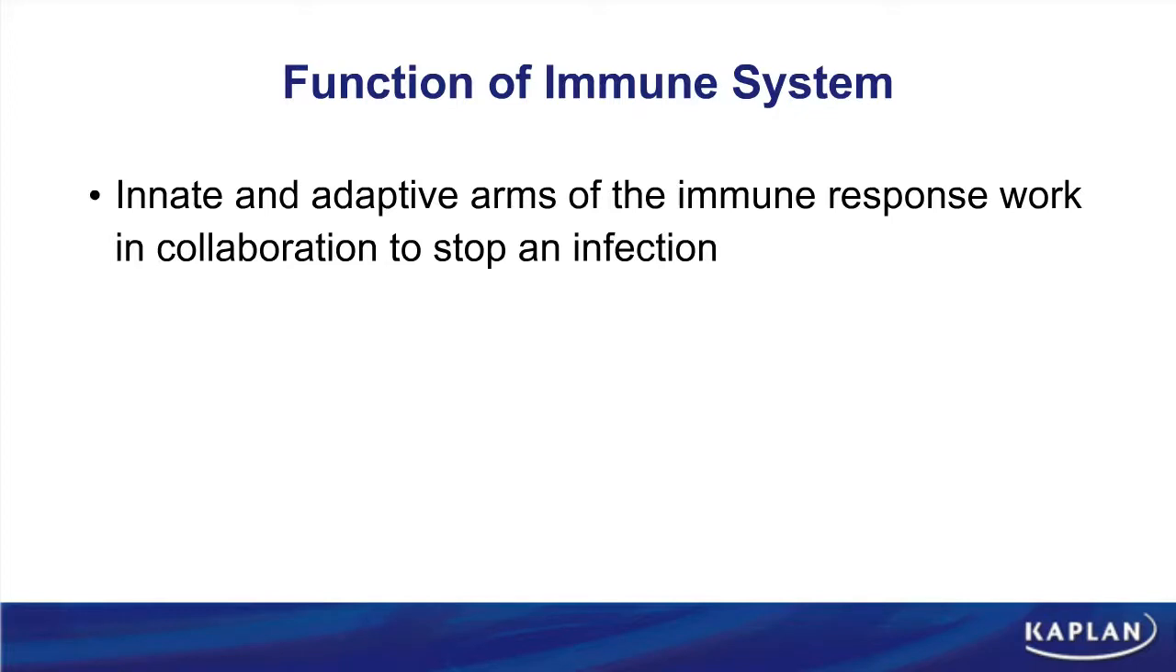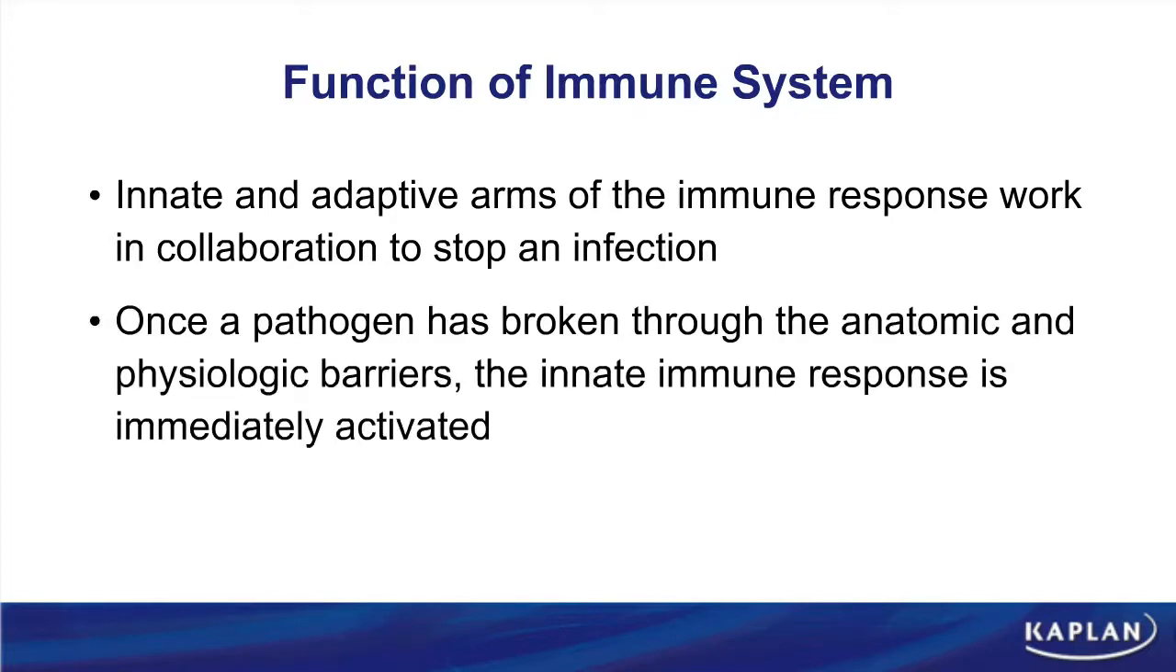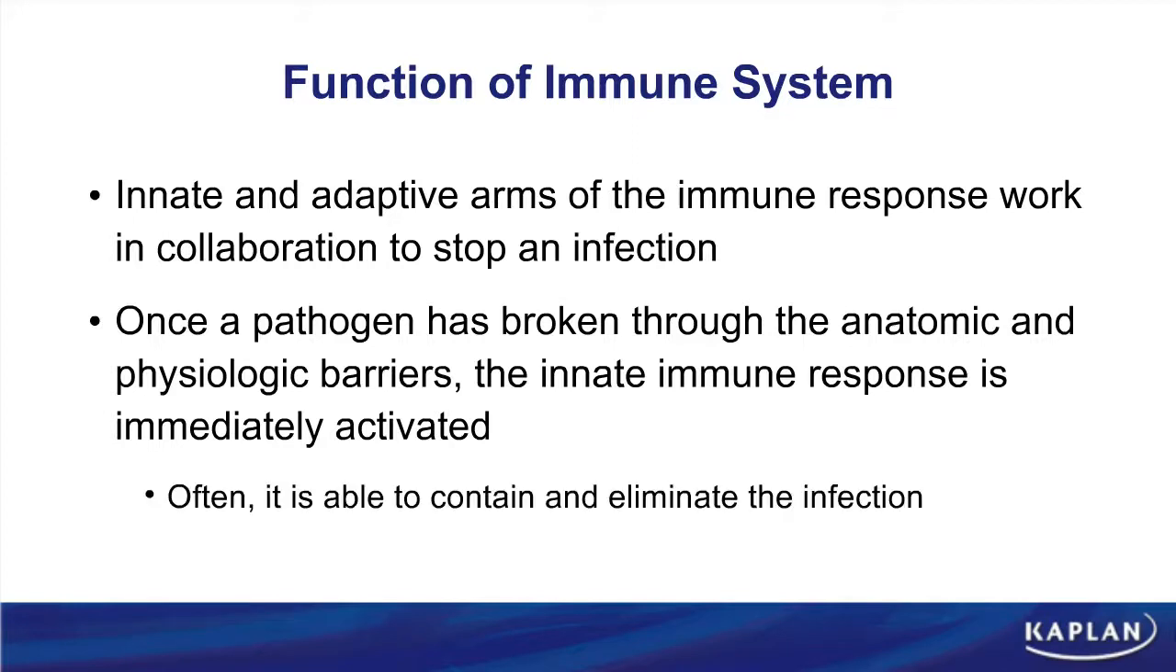However, sometimes, once a pathogen is capable of breaking through the anatomic and/or physiologic barriers, the innate immune system responds fast enough to contain and eliminate the infection, eliminating the need in certain cases for adaptive immunity. The way you want to think about innate immunity is like the front line.